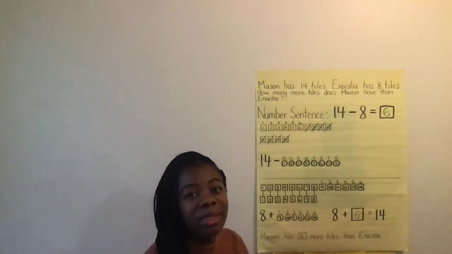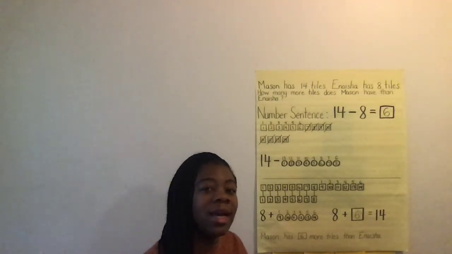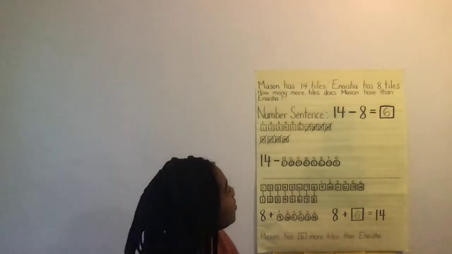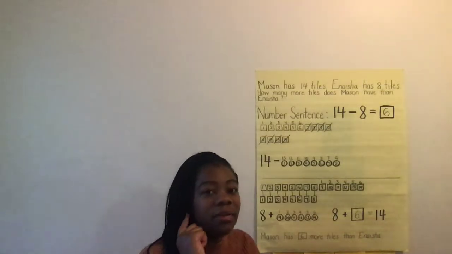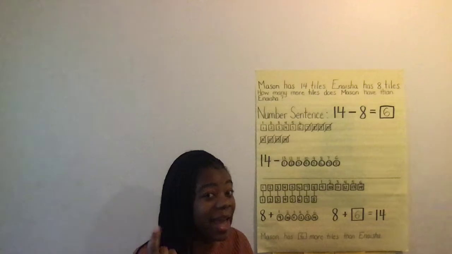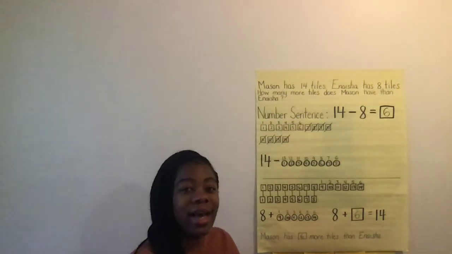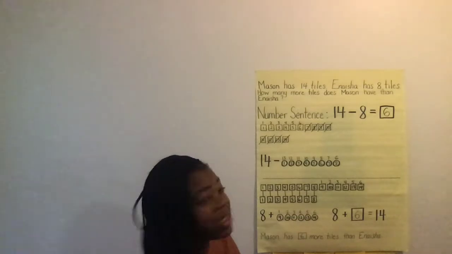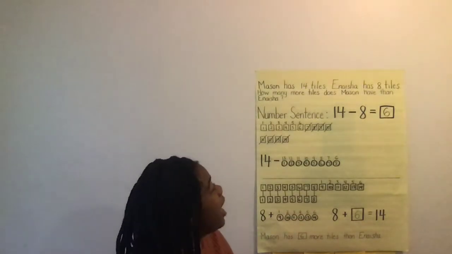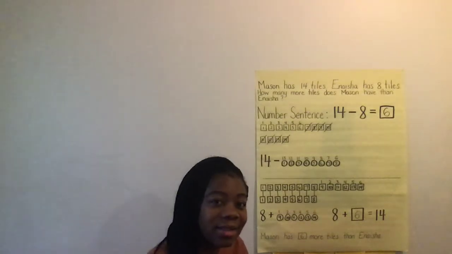Today's story problem is about Mason and Enasia. I'm going to read it 3 times. How many times? Yes, 3 times. So listen carefully. For the first read, remember you don't pick up your pencil, you're just listening for the action if there is one. Mason has 14 tiles. Enasia has 8 tiles. How many more tiles does Mason have than Enasia?